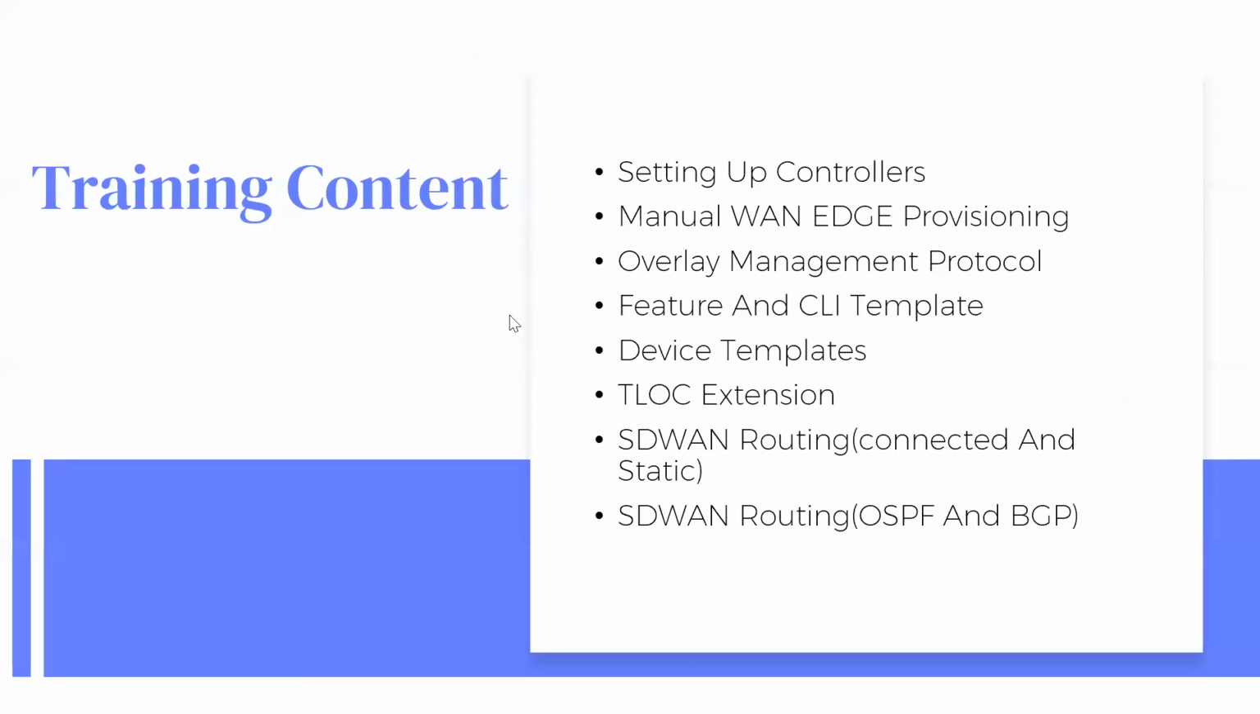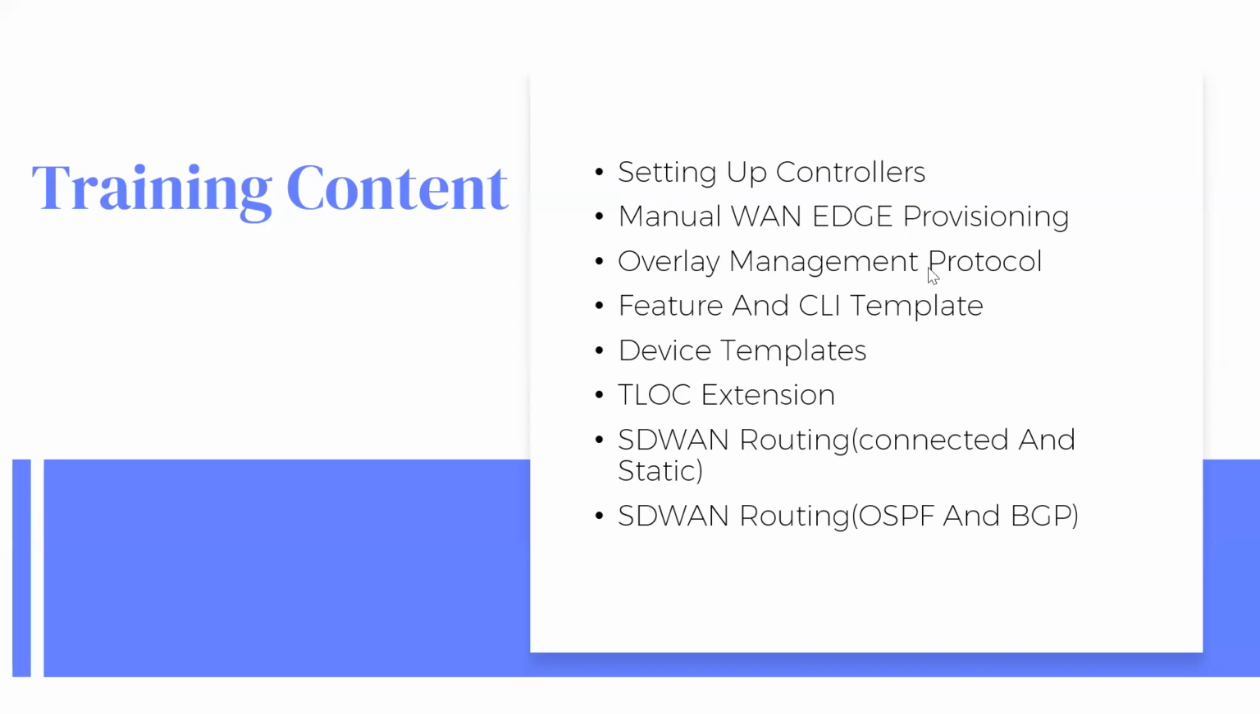So the content of the course is, first of all, we will explain how to set up this particular controller in the lab. Okay. The next thing is how to provision the WAN edge in the lab. Okay. In the SD-WAN overlay fabric, how we can provision the WAN edge, how we can whitelist and authenticate this particular WAN edge. We are going to cover this in detail.